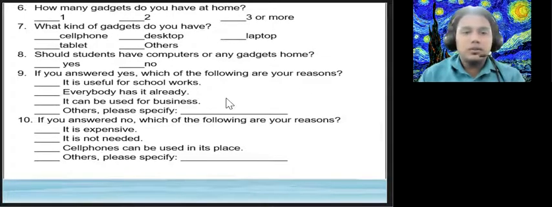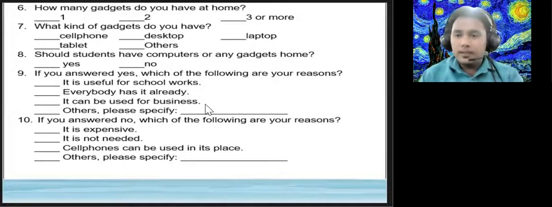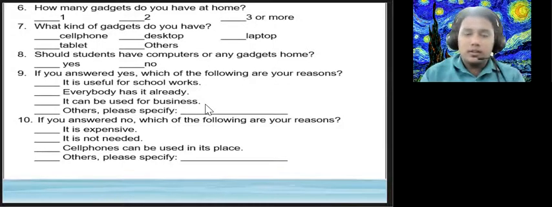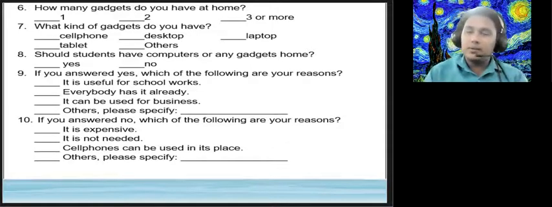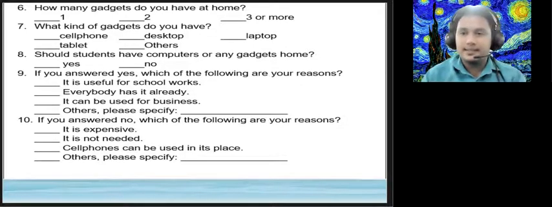Should students have computers or any gadgets at home? This is a question para sa iyo. Depende ito kung yes or no. Kung yes, answer mo yung 9. Which of the following are your reasons? May others, so that will be a good question. Number 10, kung ang answer mo ay no, which of the following are your reasons? Meron kang choices na tatlo and then others kung wala dun sa tatlo. Those last two questions, 9 and 10, as well as 8, are good questions. Retain na yon, hindi mo na i-revise. Yung sinabi ko lang na i-revise kanina, those are the questions that you are going to revise.